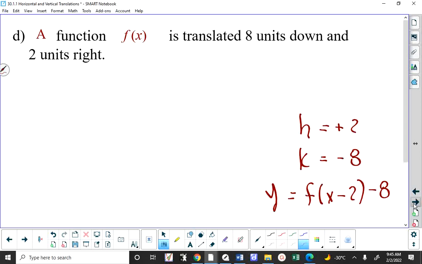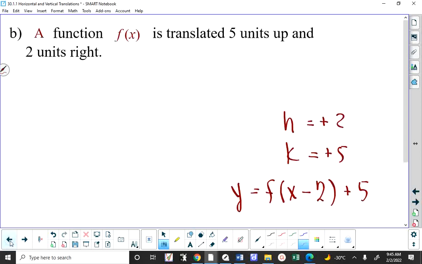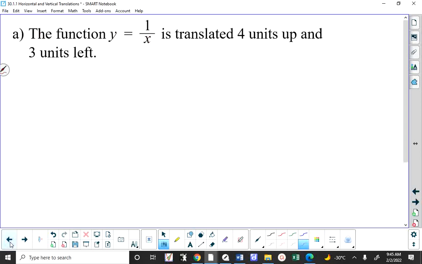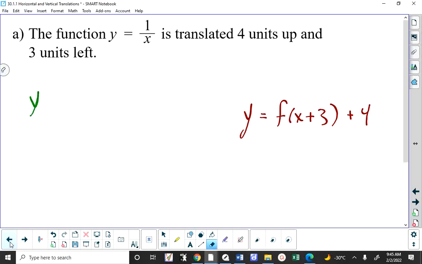Okay. So now I'm going to go back to A, and I'm going to write up here. You've already got it written down, but I need to write it down so I can see it. I'm going to write what we decided was true for any function that undergoes those transformations. Did I write it down correctly? Okay. Now, the function we have here is y equals 1 over x.